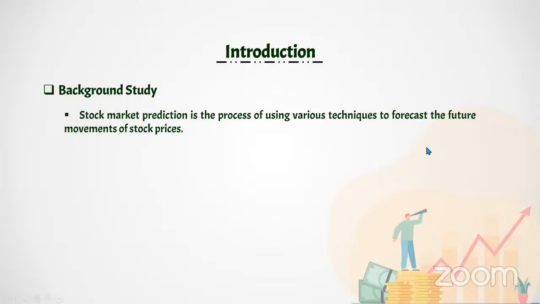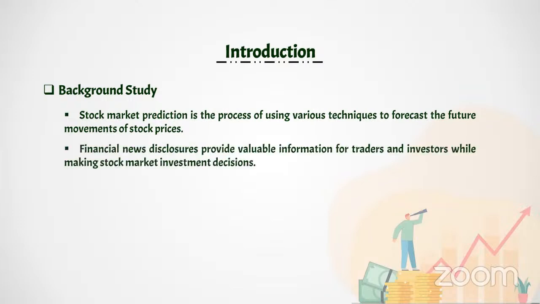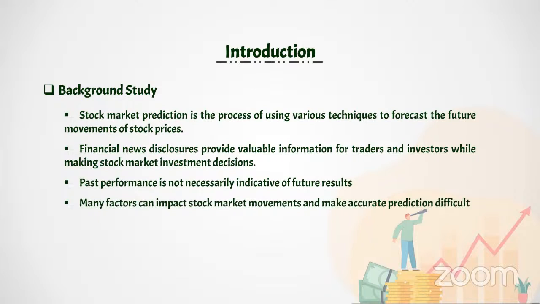Stock market prediction is the process of using various techniques like mathematical modeling to forecast the future movements of stock prices. Financial news disclosures provide valuable information for traders and investors while making stock market investment decisions. Past performance is not necessarily indicative of future results. Many factors like the global economy can impact stock market movement and make accurate prediction difficult.